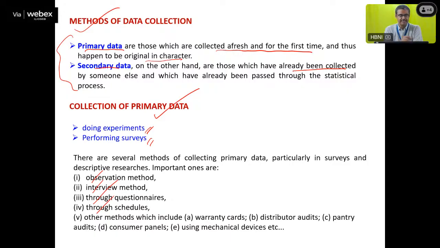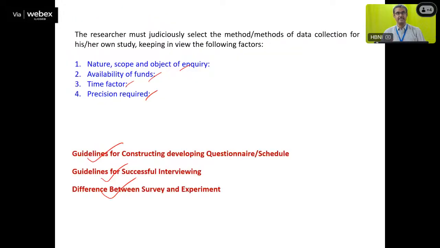We discussed the methods of primary data collection: doing experiments and performing surveys. And the different methods of surveys we discussed: the observation method, the interview method, questionnaires, and schedules. We discussed all these points in detail. Then, what are the factors on which you select your data collection method? The factors we discussed are the nature and scope, object of inquiry, availability of funds, time factor, and precision required.